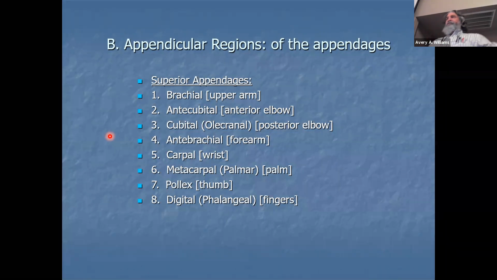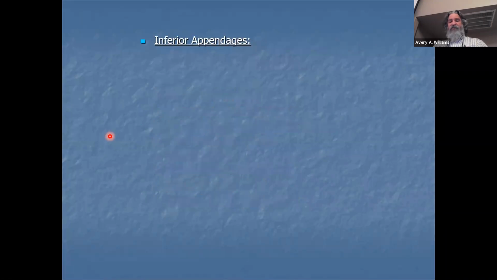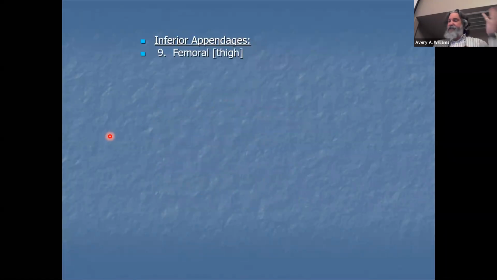And we're going to see your feet are the exact same way. The nomenclature, the naming of the bones is the same, except the thumb, except the first digit. They don't call it the pollex in the foot. They call it the hallux. Okay, we'll talk about that. And so I think that's it for the superior appendages. Now we just do the same thing for the legs.